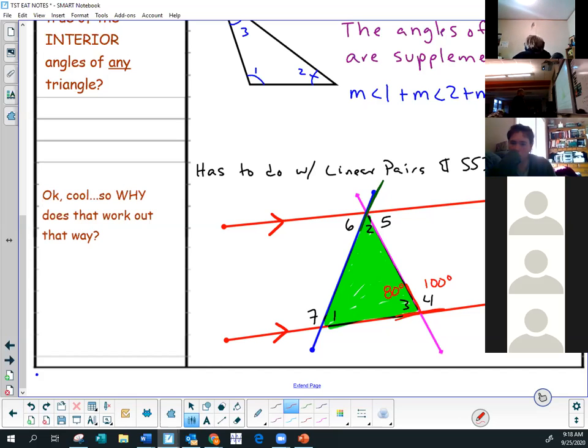Angle 5. Has to be. Same side interior, which means supplementary. I don't know about angle 5. Oh, I see what you're talking about with 100. So what's the value of that angle have to be? 80. Okay. I guess we could also go alternate interior there. That's where my mind was. But yeah, no, that should totally work. Okay. Any other angles?